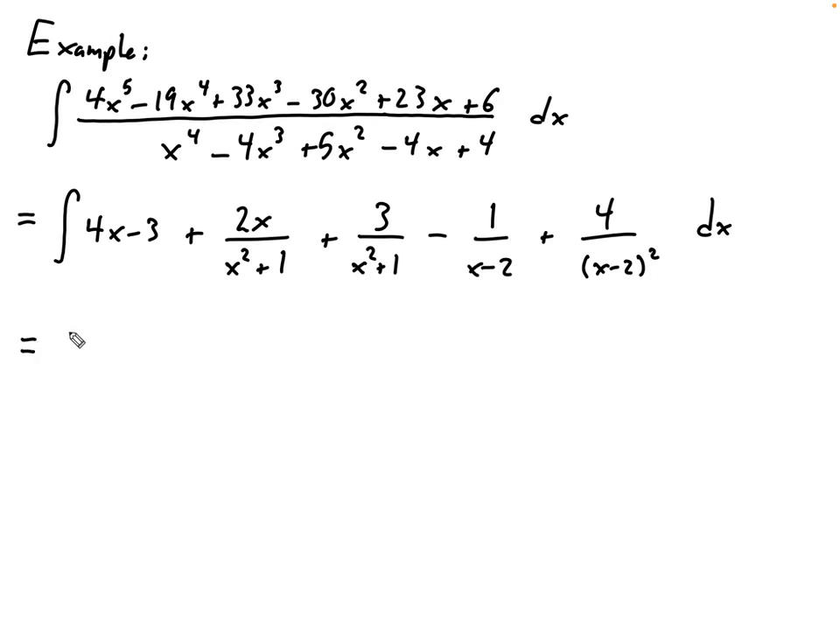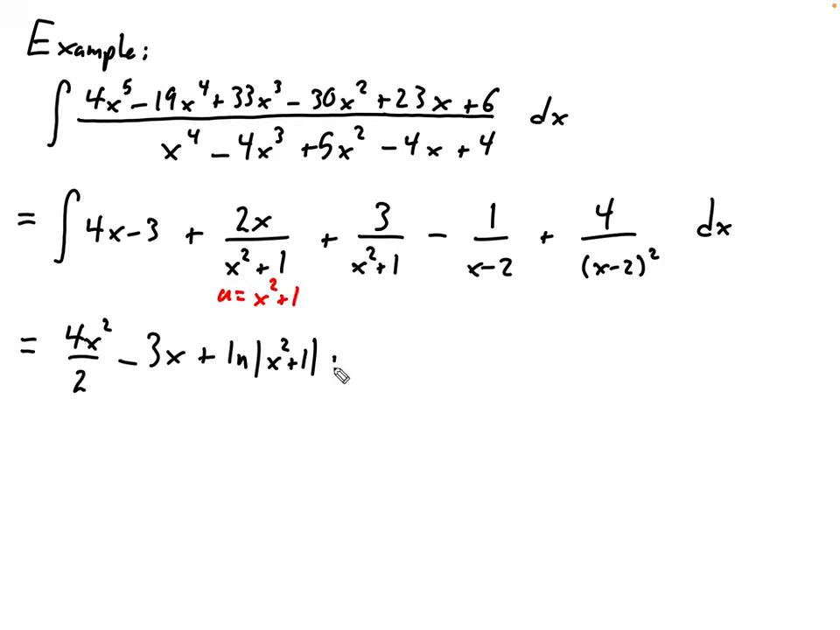The antiderivative of 4x is 4x squared divided by 2. The antiderivative of the negative 3 is negative 3x. And then this fraction 2x divided by x squared plus 1, this can be solved using u substitution. If we use u equals x squared plus 1, we won't work through all the details, but the antiderivative of this fraction is natural log of the absolute value of x squared plus 1. And we could check by taking the derivative that this is indeed the correct antiderivative.